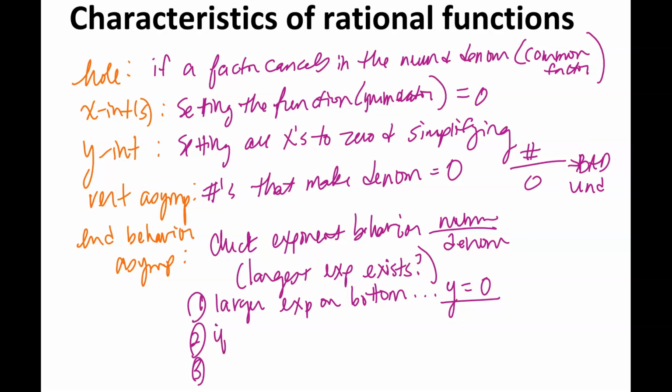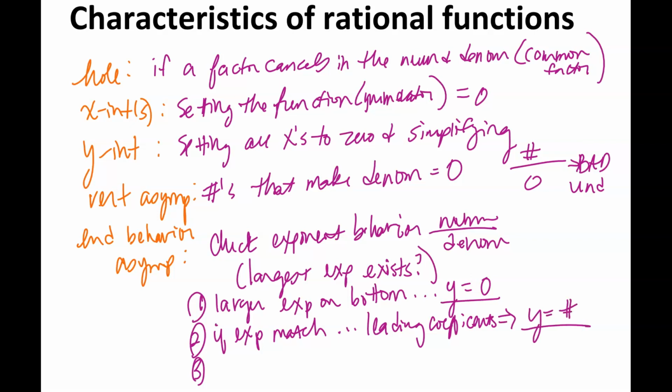Now, if the exponents match, if the powers match from the top to the bottom, okay, then all that you need to do is look at those leading coefficients. And they are going to make your horizontal asymptote. So it'll still be a horizontal asymptote. It'll just be at some random number. We'll see an example of this in just a second.